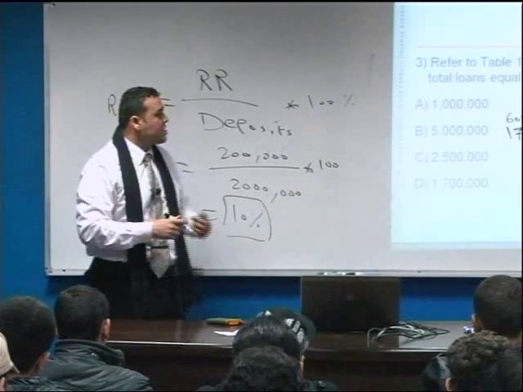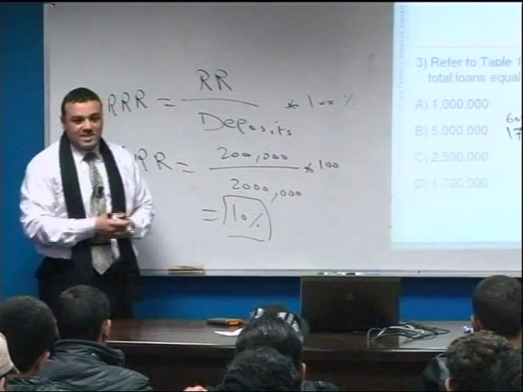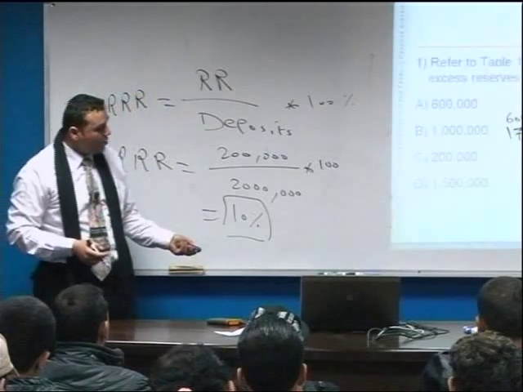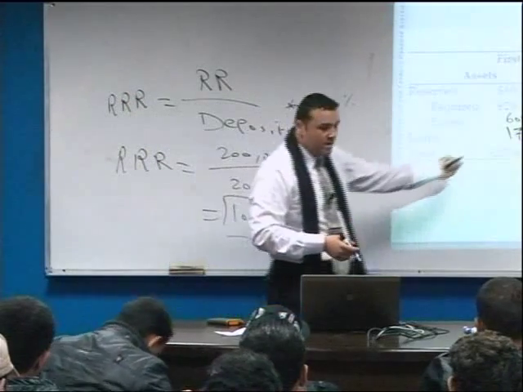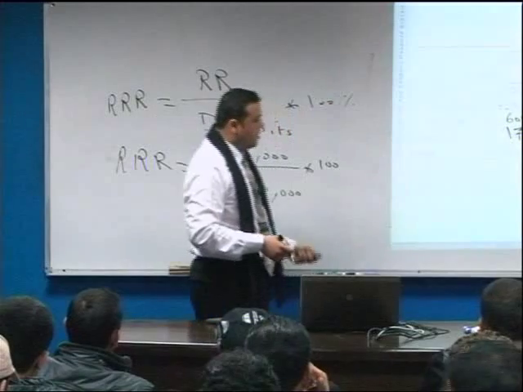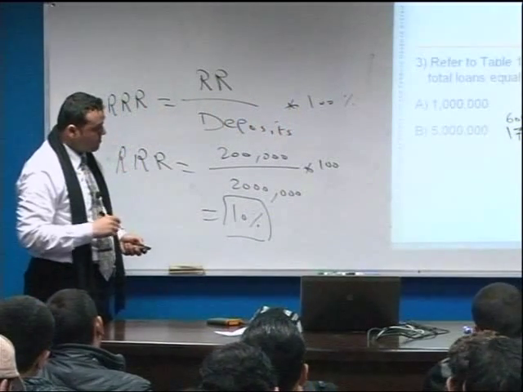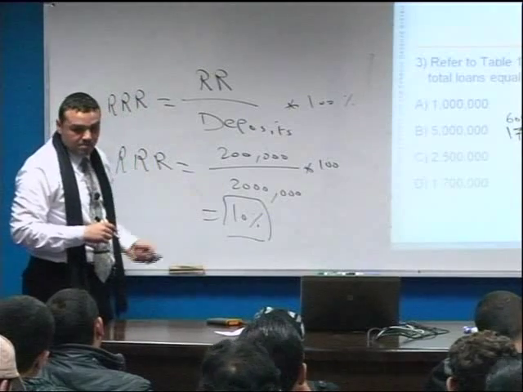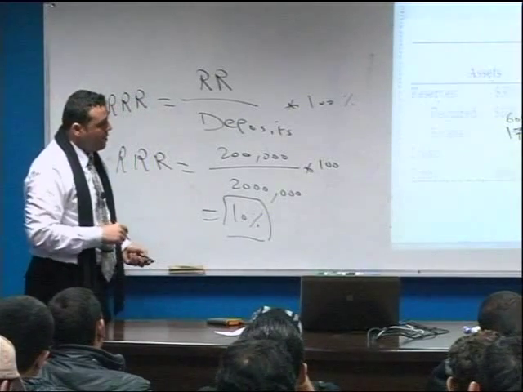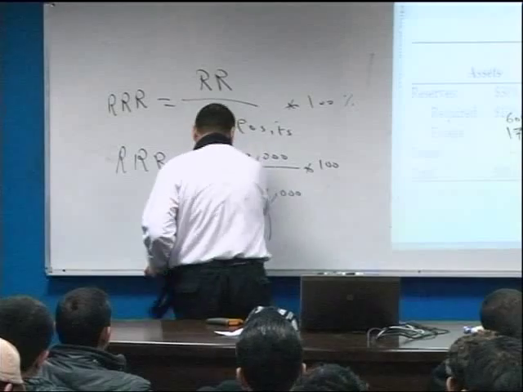Okay, the first commercial bank, total loans equals how much? We calculated it: $1,700,000. The last one, D. The answer is D. Okay, let's go to this example.